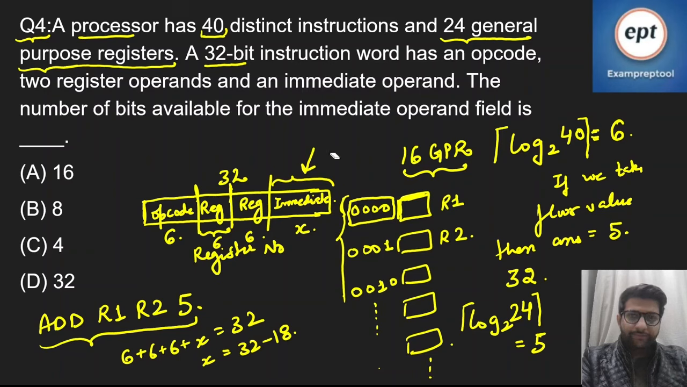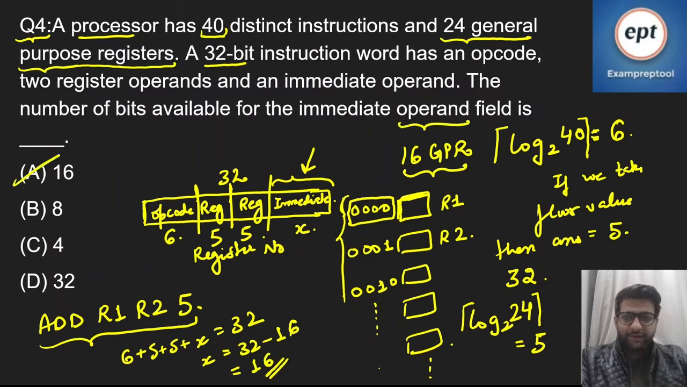So this will be what? Sorry, this will not be 6, this will be 5. We calculated the number of bits for register is 5. So this will be 6 plus 5 plus 5, and that will be 32 minus 16, which is 16, right? So the number of bits required for the immediate operand is 16.